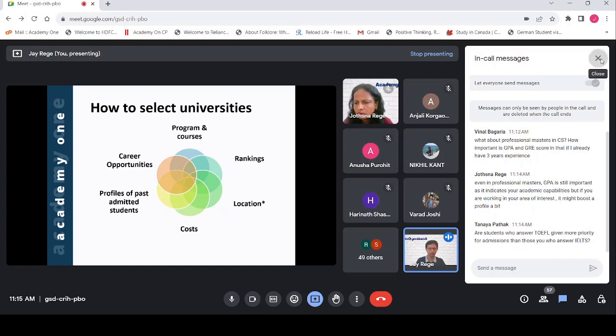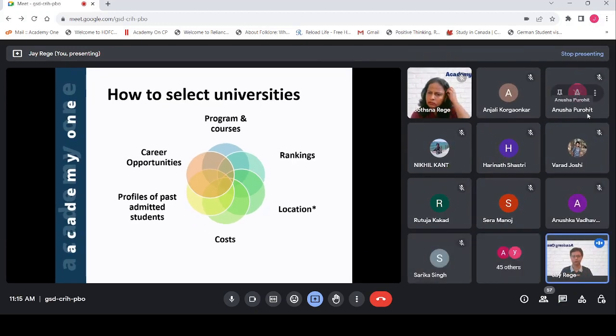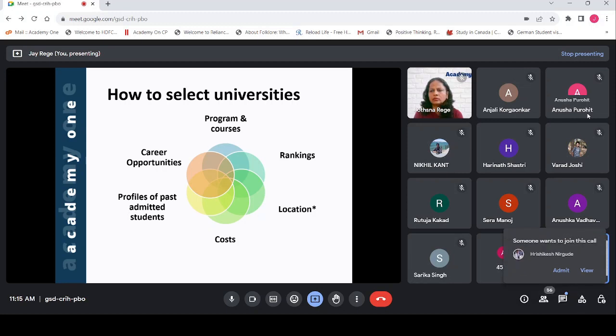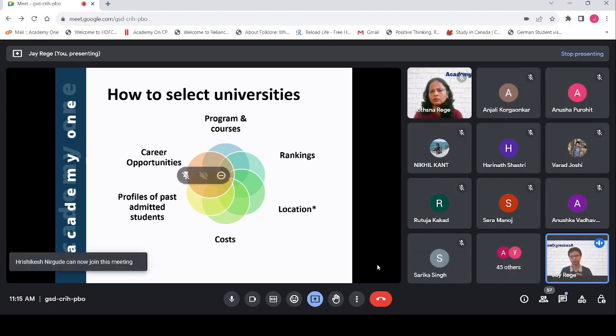Someone here has asked a question: do students who give TOEFL get more priority compared to IELTS? Definitely not. Universities really don't care whether you have given the TOEFL or IELTS, as long as you meet the minimum cutoff. Generally the TOEFL or IELTS is only a qualifying exam. When I say qualifier, they just want to ensure, because only international students from certain countries give the TOEFL or IELTS. Not everybody gives the TOEFL or IELTS.